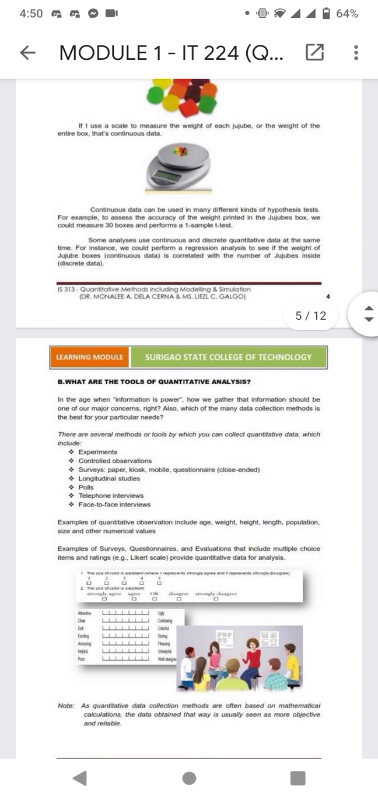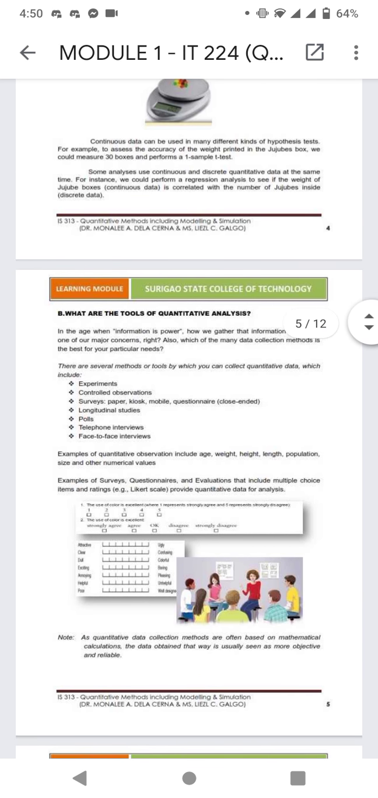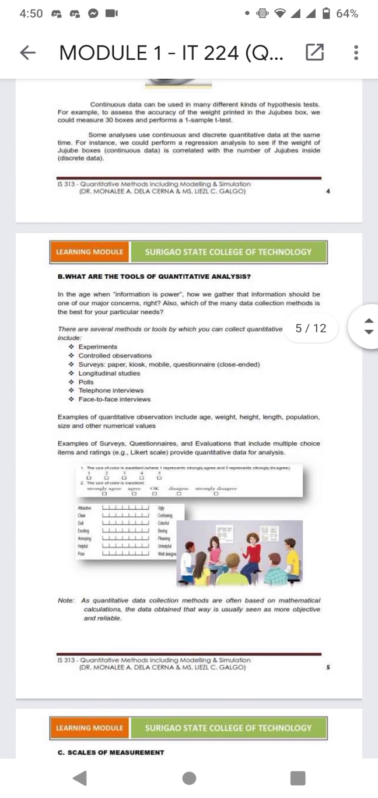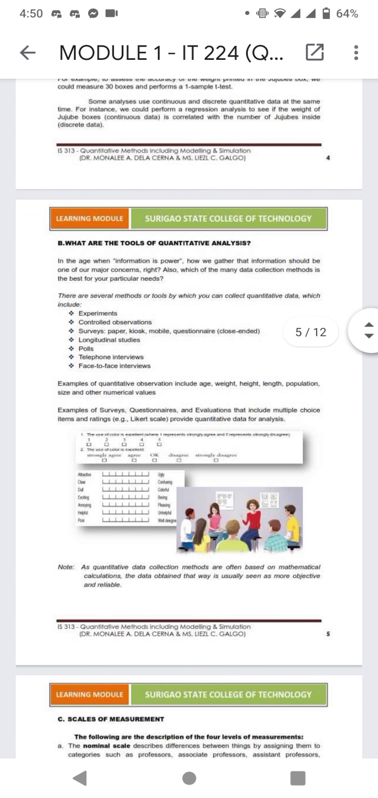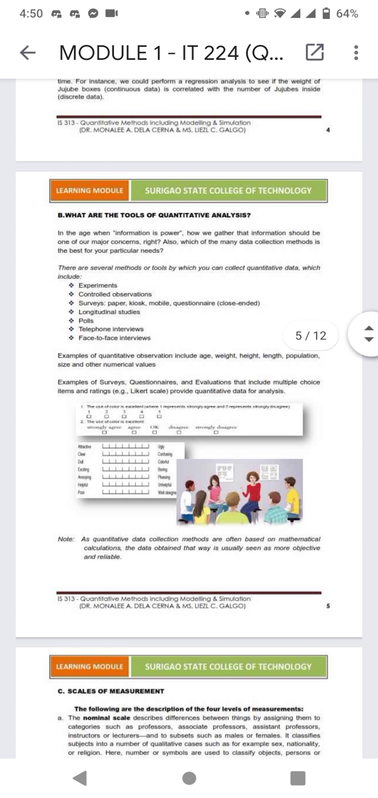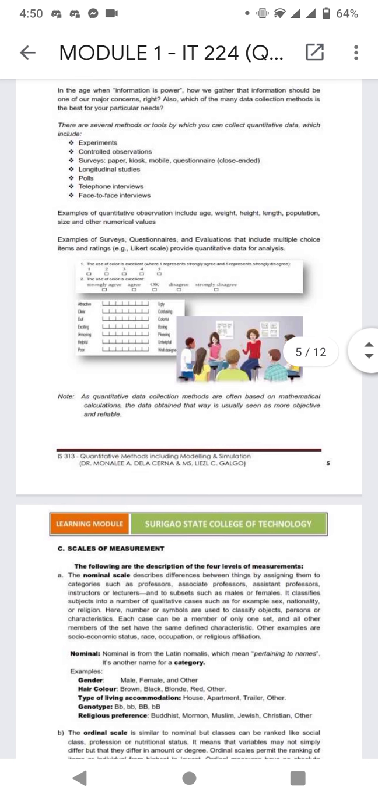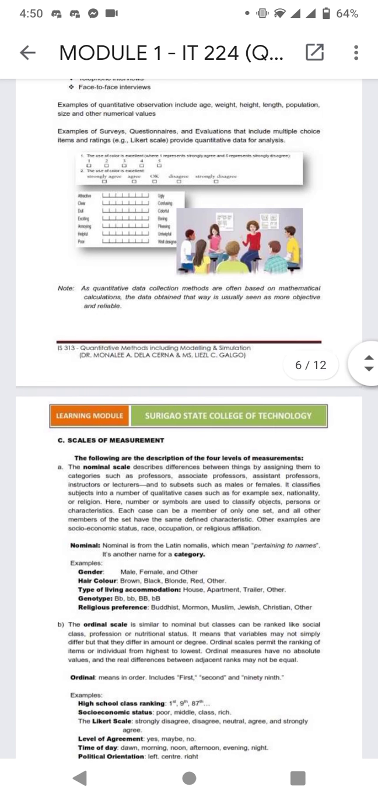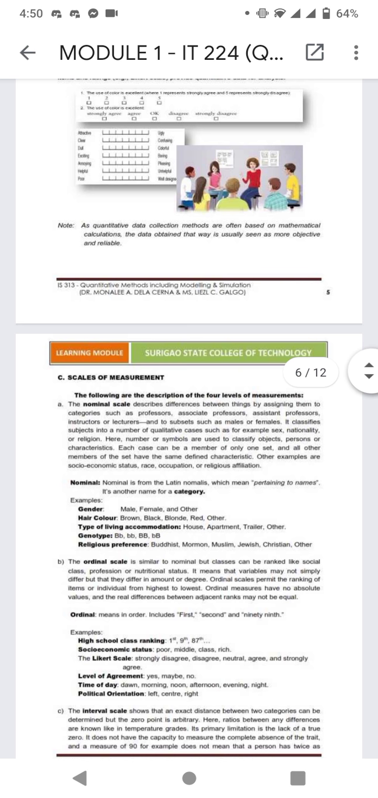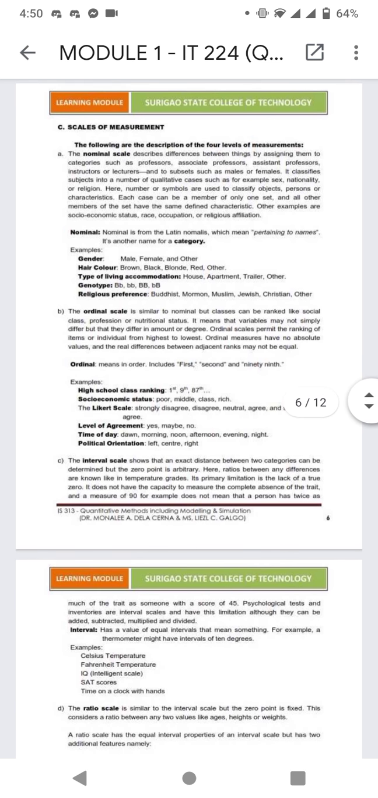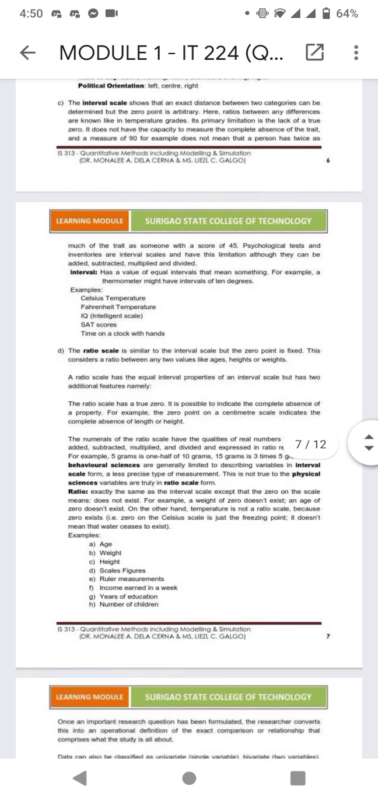And what are the tools of quantitative analysis? Here we have experiments, controlled observations, surveys, longitudinal studies, polls, telephone interviews, face-to-face interviews, and so on. Next are the scales of measurement. We have four types.